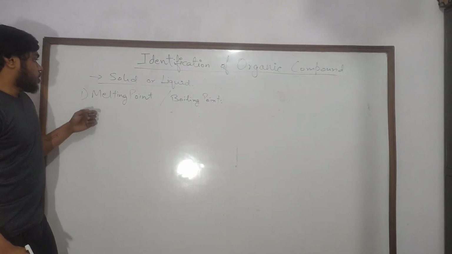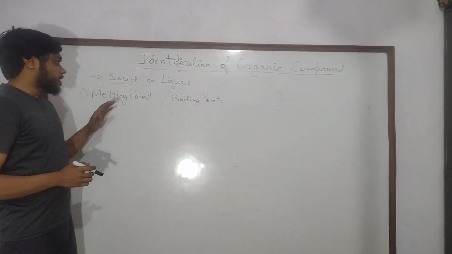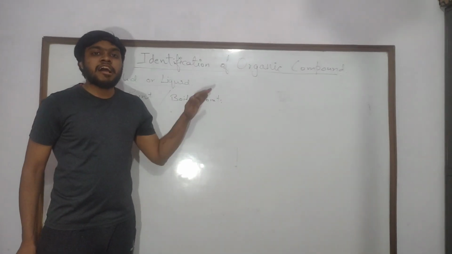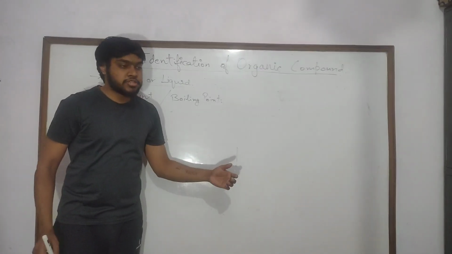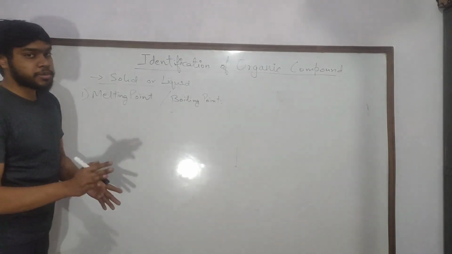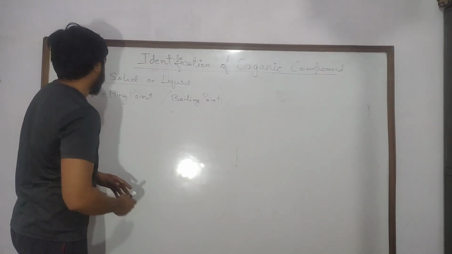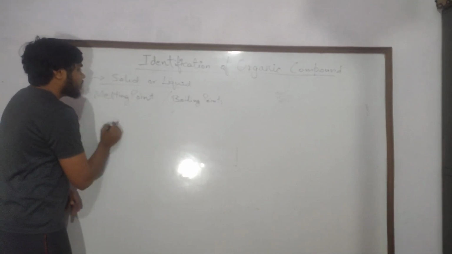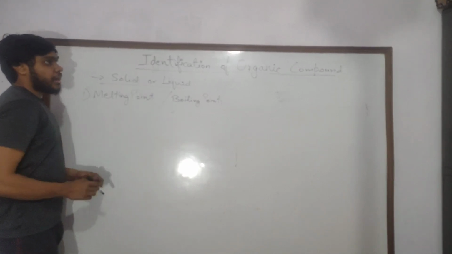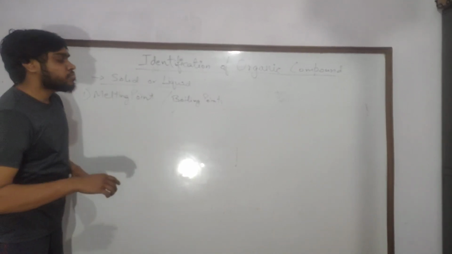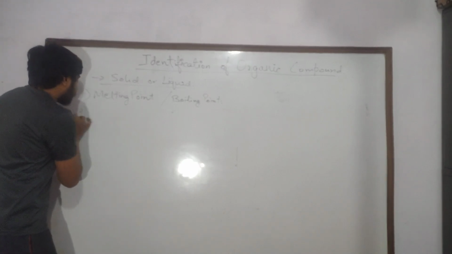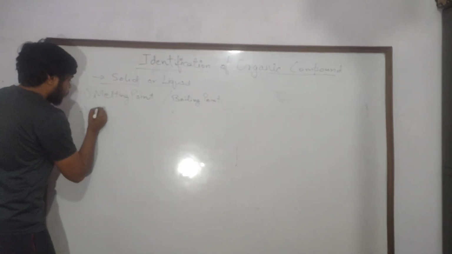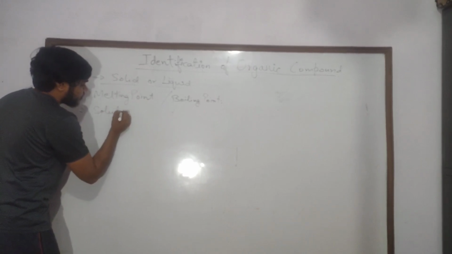So I will not be showing you how we measure the melting point and the boiling point. For that I will be making another video in which I will be demonstrating how to take the melting point and the boiling point. In my synthesis of TNT, I have showed taking out melting point, so you can check out that video. So the next step after taking out melting point is solubility.